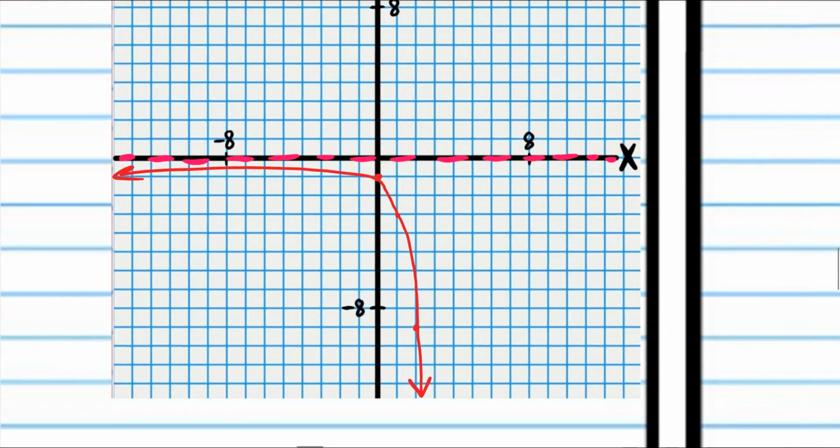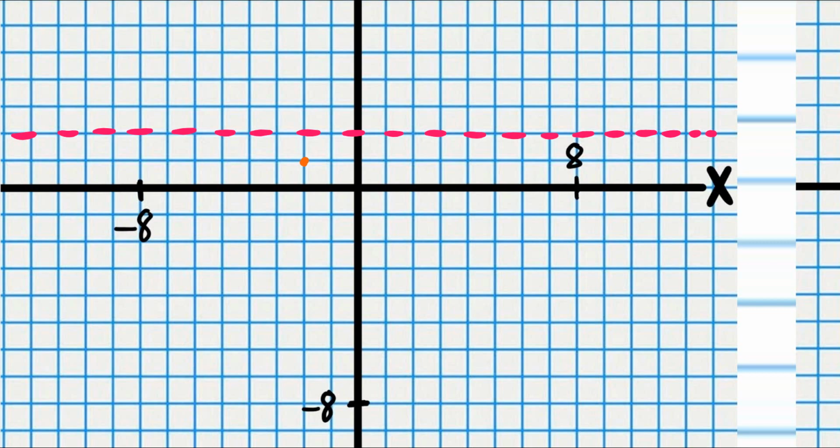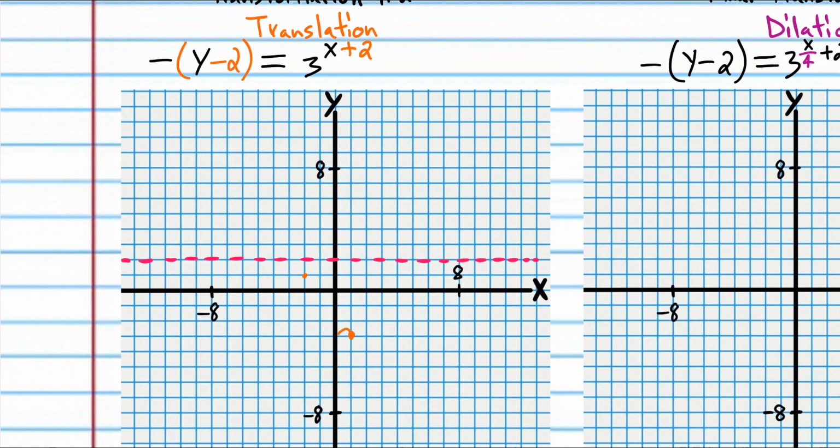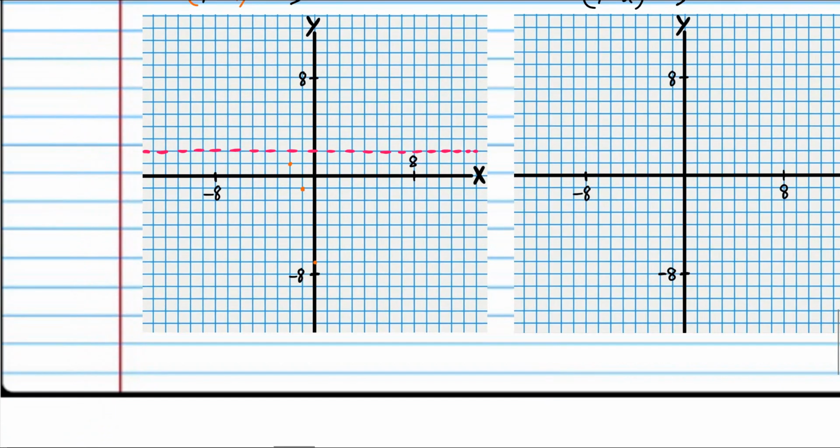And then we have this point here, which is 1, -3. So then we're going to start here, 1, -3. And again, we're going to move 2 units to the left and 2 units up. That gives us that point. And another point that we had was 2, -9. So we move that 2 units to the left and 2 units up, and we get this point here. So now we can just connect the dots.